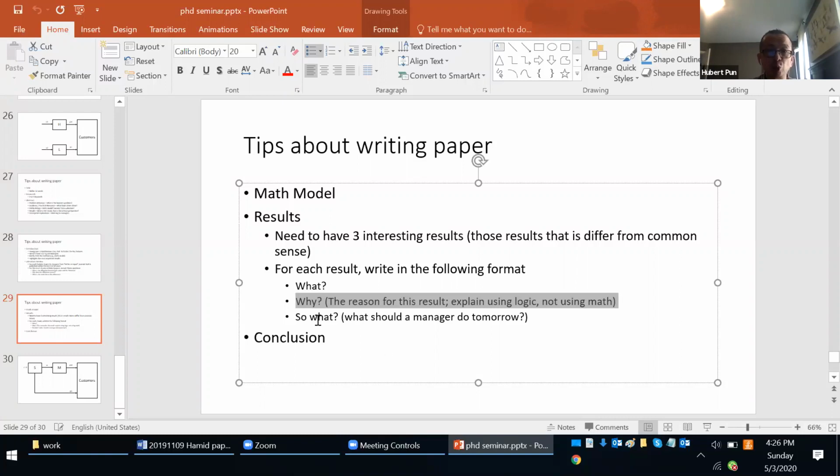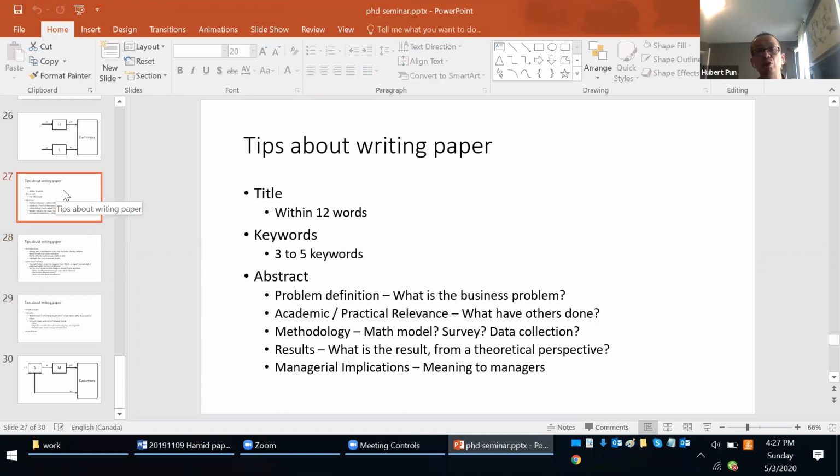And the last one is so what. So what means, I'm a manager. I find out that more information is not good. So what should I do tomorrow? So if you are the Samsung CEO, then tomorrow you should have an EDI system or link the information system between the buyer and the supplier, or maybe you have a press release or do something to credibly display the capacity information inside your warehouse. So those are actionable things that the manager can do tomorrow. And then the last one is the conclusion. So basically, this is roughly how you should write the paper.